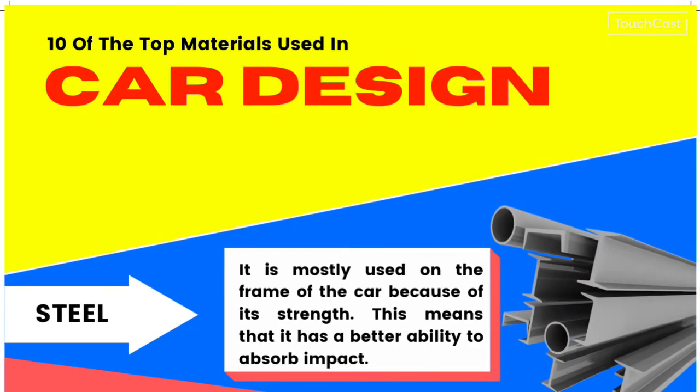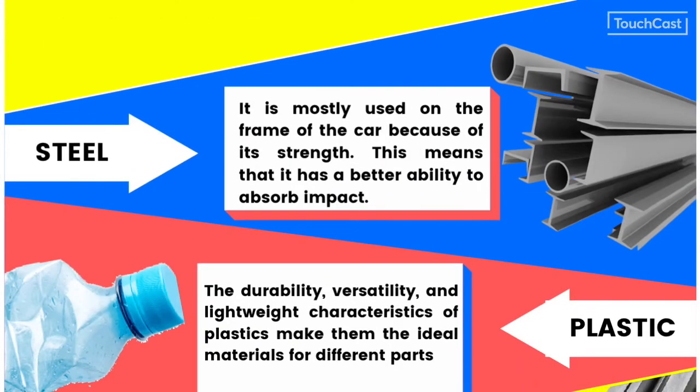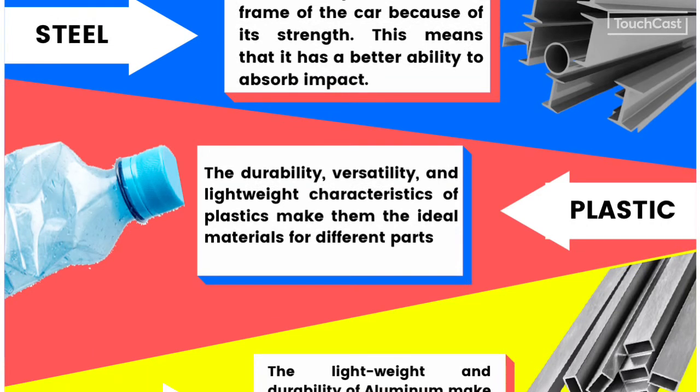Now we move to the third section, which is 10 of the top materials used in car design. Number 1, steel. It is mostly used on the frame of the car because of its strength. This means that it has a better ability to absorb impact. Number 2, plastic. The durability, versatility, and lightweight characteristics of plastic make it an ideal material for different parts.